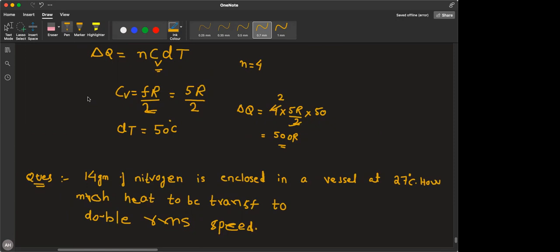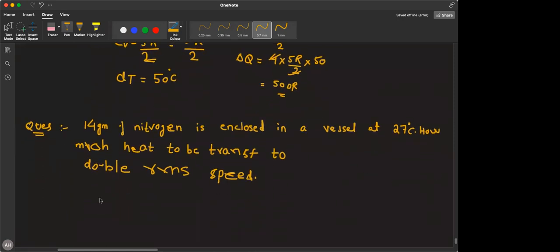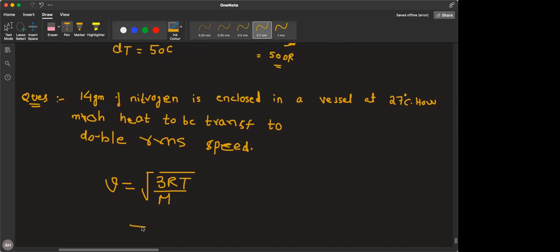First you have to calculate how much the temperature needs to change to double the RMS speed. What is the formula for RMS speed? It's root over 3RT by M. So Adriel, if you want to double the RMS speed, how will you change the temperature? You will make it 4 times the temperature. So to double the RMS speed, your final temperature should be 4 times the initial.